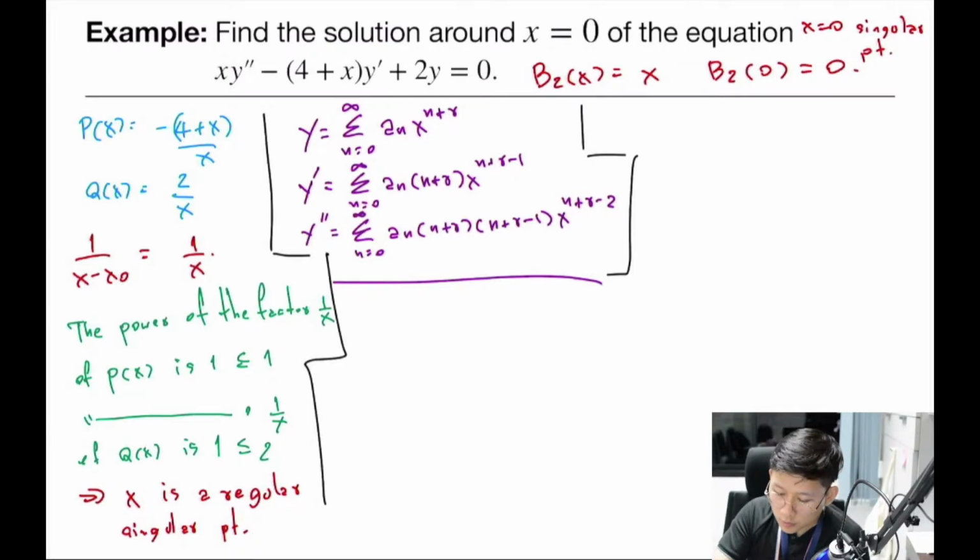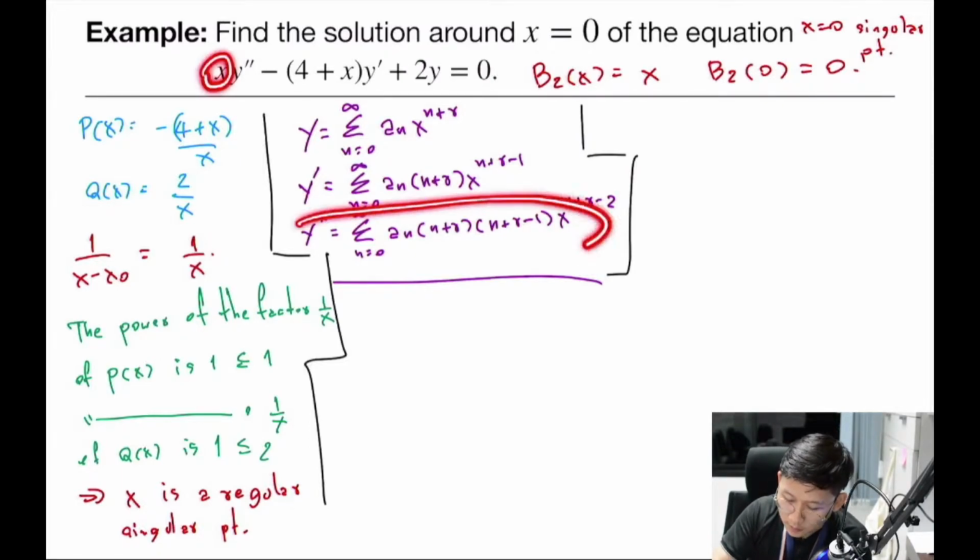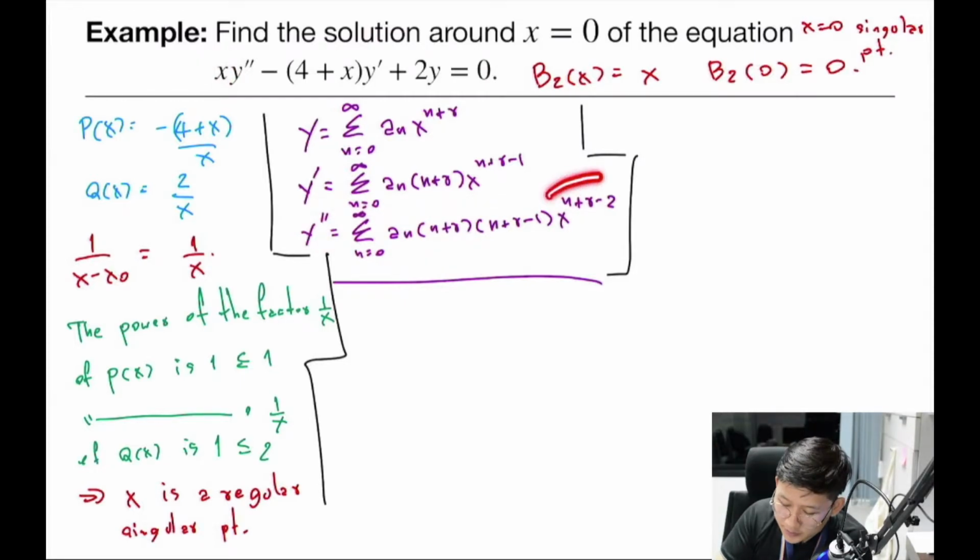So what we have would be x y double prime. It means that I need to multiply x to y double prime, and I get x to the n plus r minus 1. I'm trying to do it quicker. So it will be summation n from 0 to infinity of (n plus r)(n plus r minus 1) x to the n plus r minus 1.